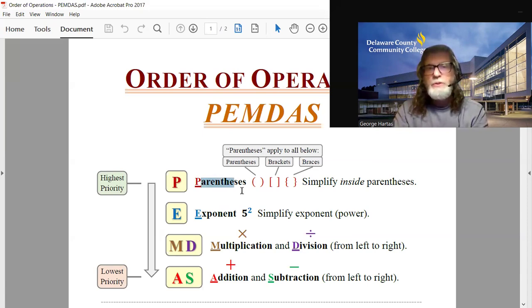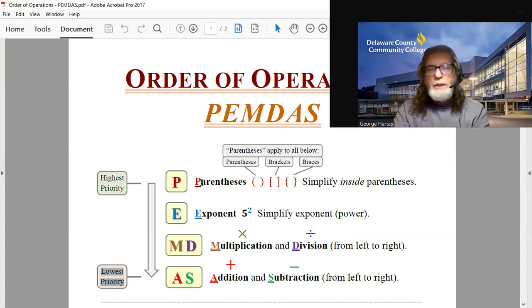We're going to do that first. Then we're going to do exponents next, then multiplication, division, finally addition, subtraction. Okay, PEMDAS. So this has the highest priority up here. You're going to do this first. And this has the lowest priority. You're going to do this last.